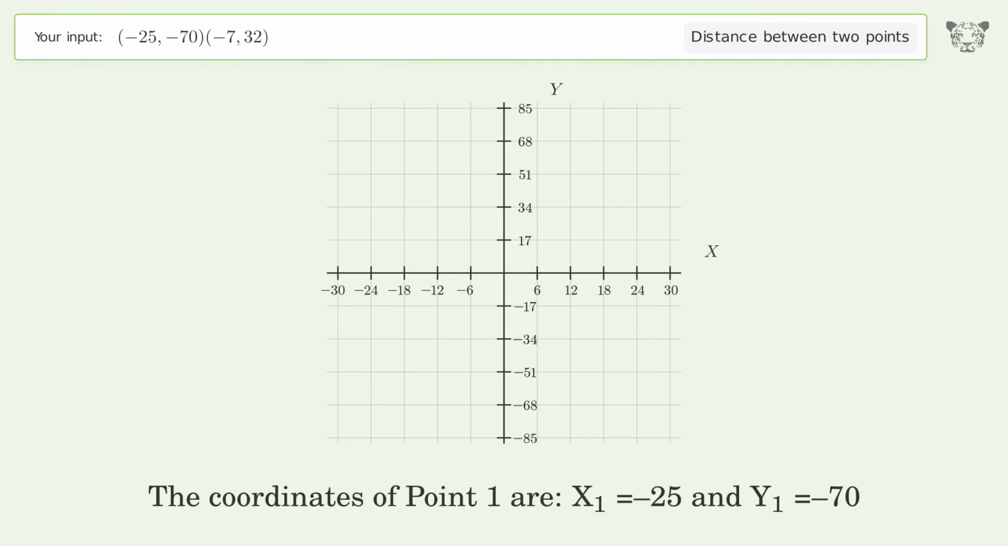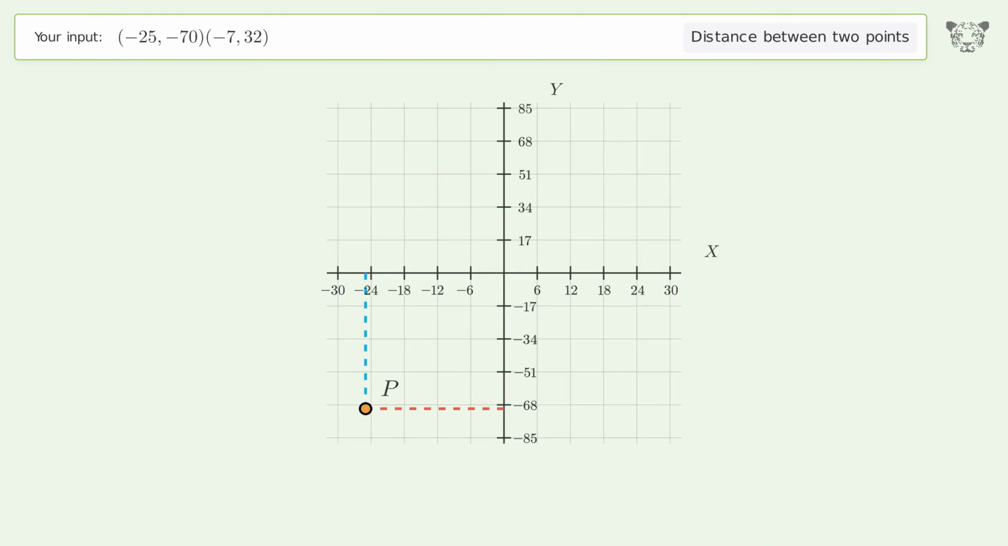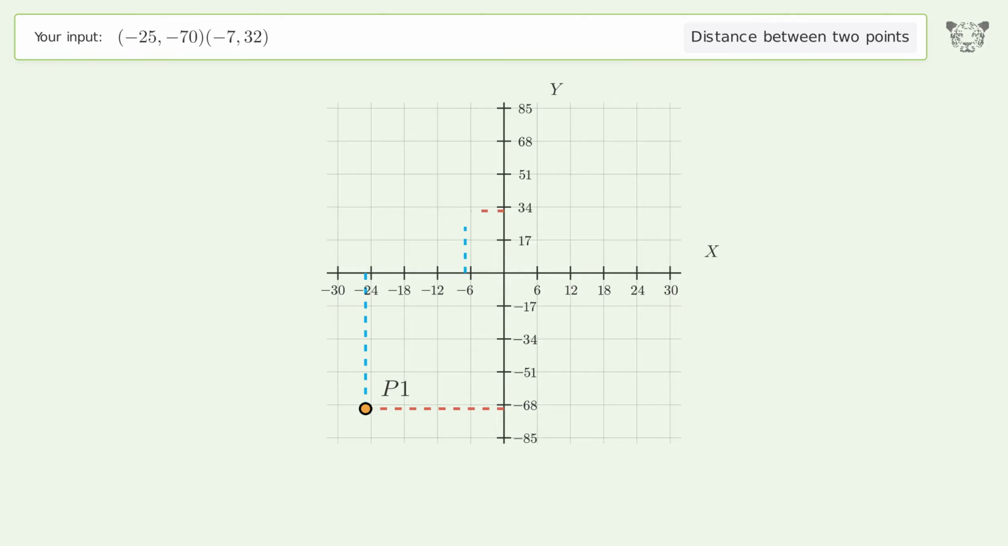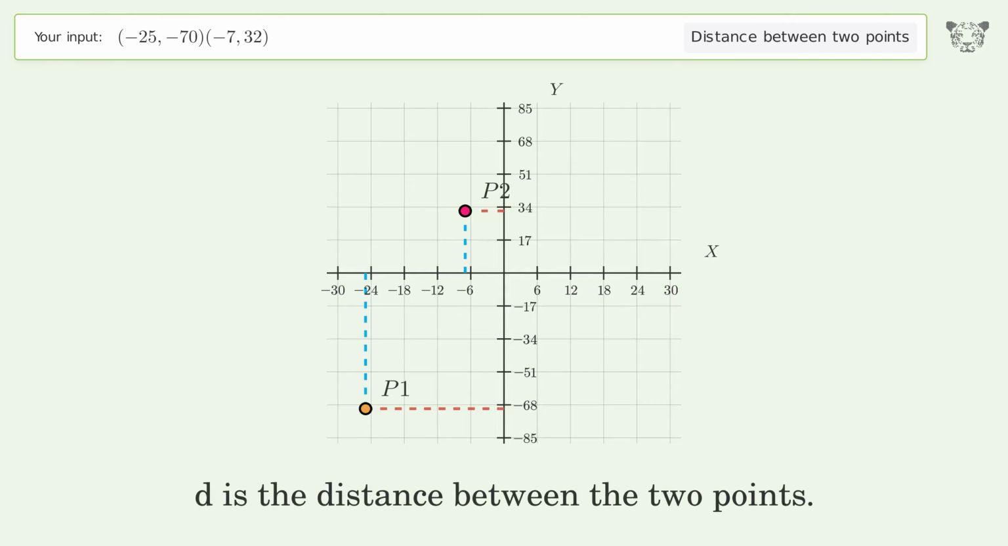The coordinates of point 1 are x1 equals -25 and y1 equals -70. The coordinates of point 2 are x2 equals -7 and y2 equals 32. D is the distance between the 2 points.